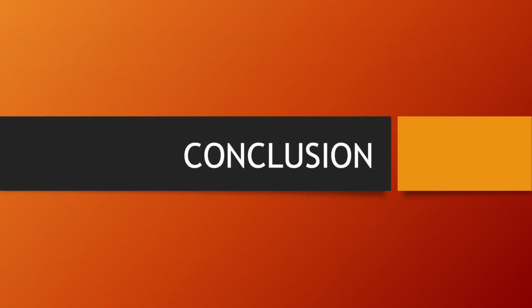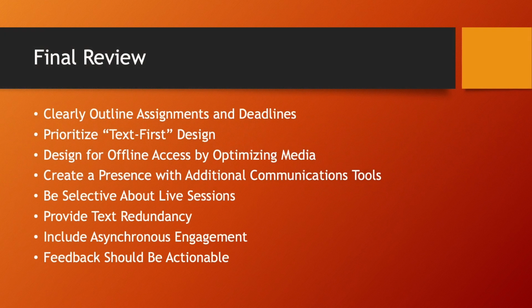In conclusion, I'd like to provide just a quick summary of some of the most important points. Building for the low resource learner actually makes your course better for everyone. By prioritizing text-first design, optimizing media for offline access, and providing actionable guidance, we create a resilient learning environment. Remember, in our context, accessibility is not just a feature, it's a fundamental requirement for student success.